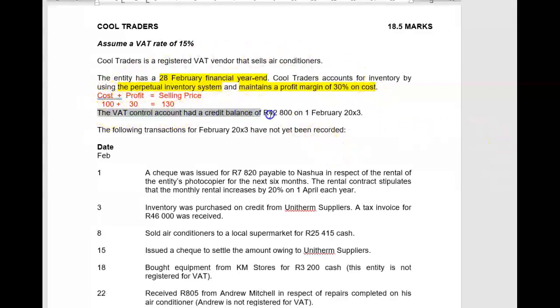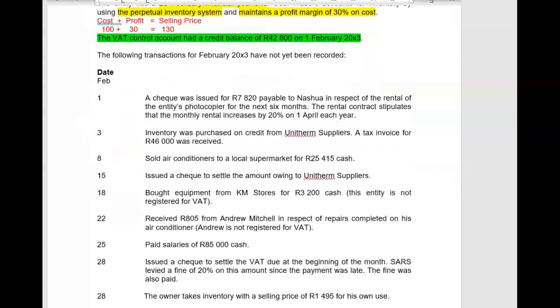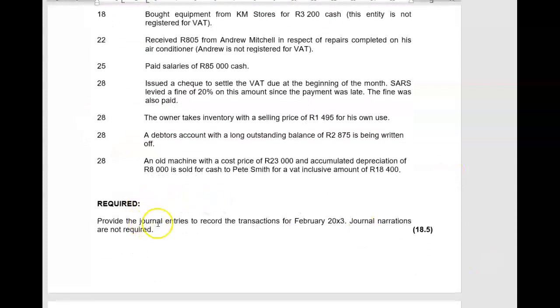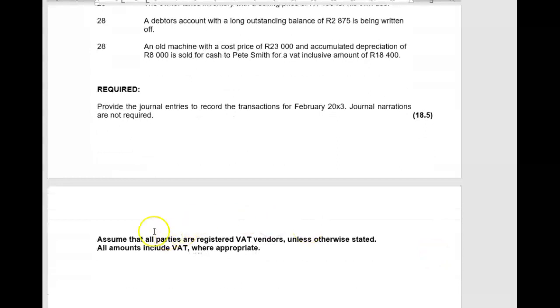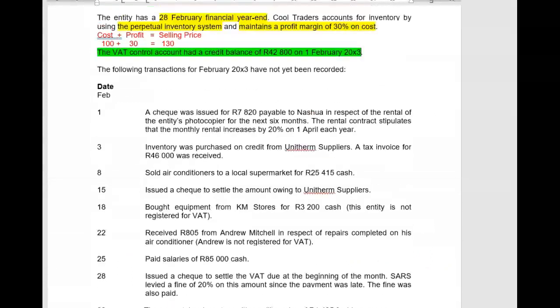The VAT control account had a credit balance of 42,800 as at 1 February 2013. It's a credit balance, so that means they owe the receiver of revenue that amount of money. And then the following transactions for February have not yet been recorded, and they want you to provide the journal entries to record the transactions for February. Journal narrations are not required, and assume that all parties are registered VAT vendors unless otherwise stated. All amounts include VAT where appropriate.